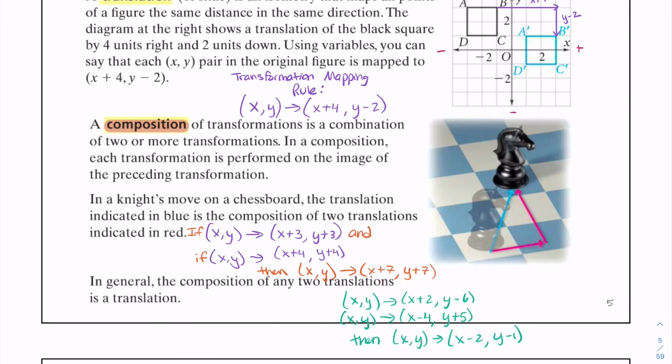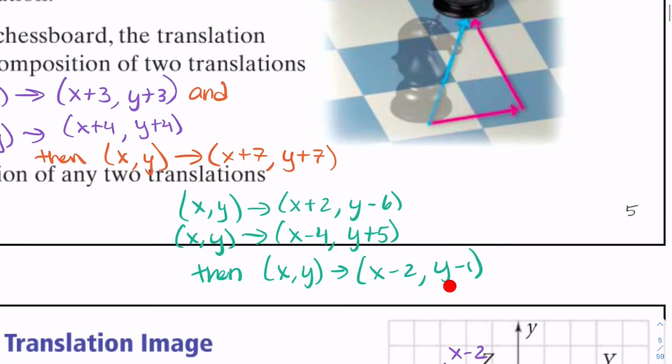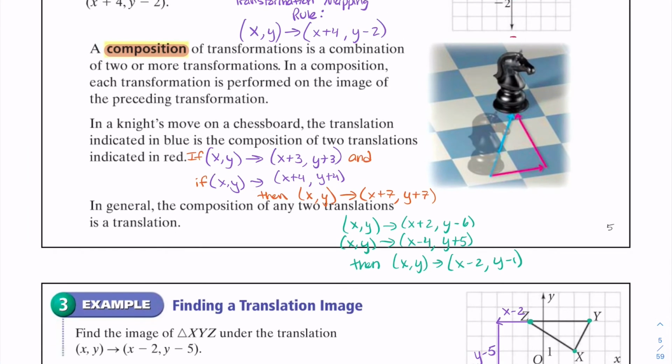If you take something and you translate it plus 2 minus 6, and then you translate it again minus 4 plus 5, what you did was you translated it minus 2 minus 1, because you moved it down 6 and up 5. It ended up being down 1 when it was finally done. Then you moved it to the right 2 and then to the left 4, when it ended up moving 2 to the left. So you just add those together when you're doing a composition.